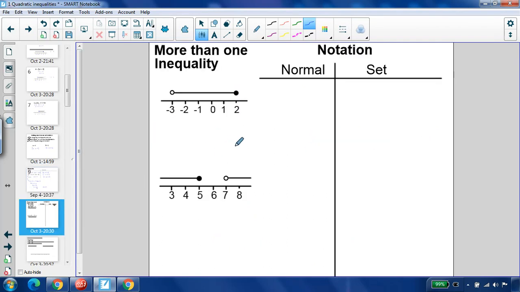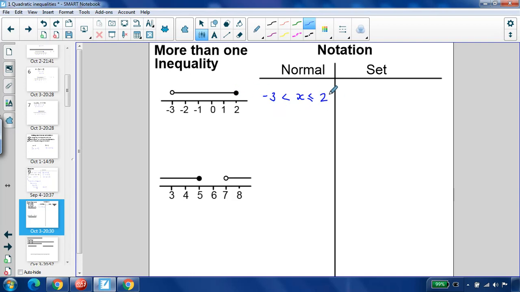So we can have more than one inequality, and these are shown on a number line. So let's find the solution from the number line and then write it in set notation. So here I've got a -3 and a 2, and x is going to be between these. So it can be 2, but it can't be -3. So I will write it like that. So x is greater than -3, but it's less than or equal to 2.